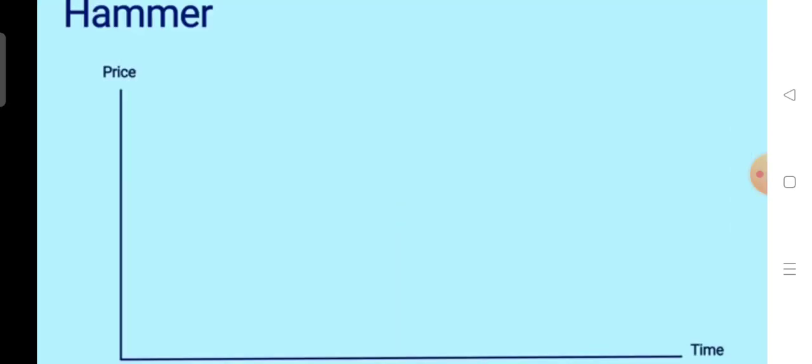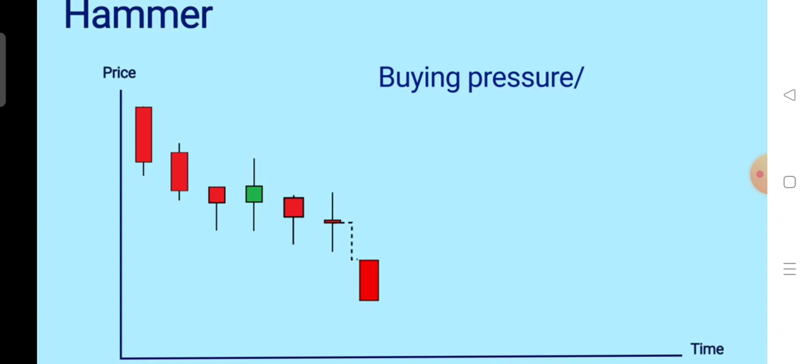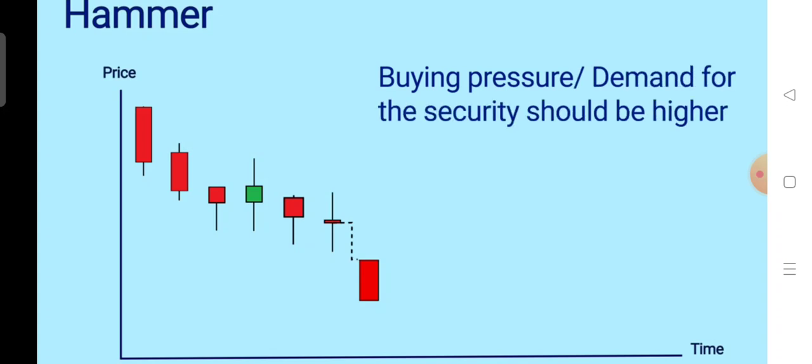Now, when we talk about a hammer, what is a hammer? For a hammer to be there, first there has to be a downtrend. Price should be moving down, down, down. Now on a particular day, there should be a gap down opening, and then as the downtrend continues, the prices go down. But during the day, once the price reaches the low point, the buying pressure or the demand for the stock or security should be higher. Once the demand is higher, the price then moves higher.